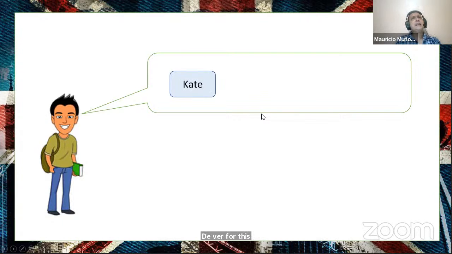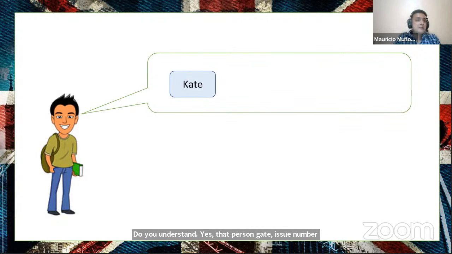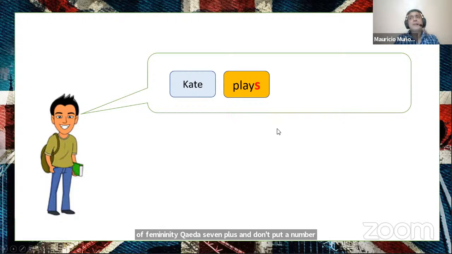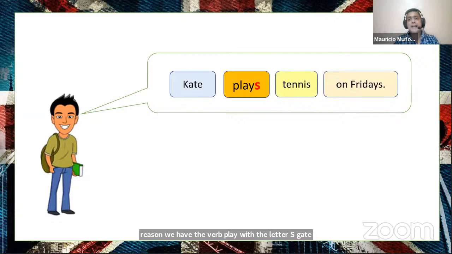Kate. Kate is first, second, or third person? Do you understand? Yes, it's third person. Kate es un nombre femenino. Kate está reemplazando al pronombre ella, en inglés, she. So that's basically the reason we have the verb play with the letter S. Kate plays tennis on Friday.